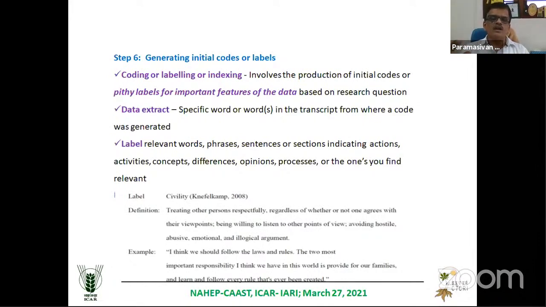That is our duty. So that person told like this, and from this particular sentence we have created a concept called civility. When you create a concept based on repeated words like this, you have to give a definition. Civility is treating other persons respectfully, regardless of whether or not one agrees with their viewpoints, being willing to listen to other points of view, avoiding hostile, abusive, emotional and illogical statements. This is the definition of the construct which you have created from the sentences told by the person for a specific question. Not a single person. It has to be there in 6-7 places. Then only can we consider this a pattern, and we are coming to a label. We are giving a label to it. It's called civility.